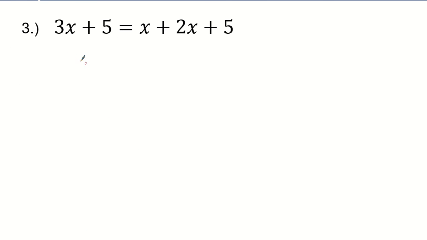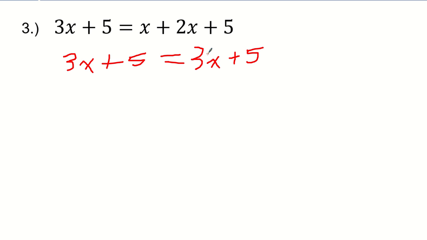But here, if you have 3x plus 5, and then over here, you'd want to just combine these because they are like terms that are already on the same side at the beginning. And so x plus 2x is 3x, okay?